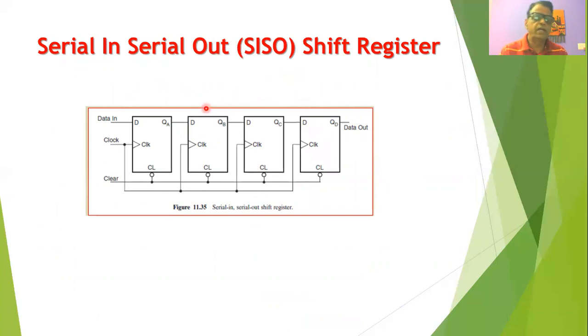As shown in this diagram, the input data is applied to the first flip-flop. The flip-flops that are used are D-type flip-flops. The output of the first flip-flop is connected to the input of another flip-flop. Similarly, the output of the second flip-flop is connected to the input of the third flip-flop, and the output of the third flip-flop is connected to the input of the fourth flip-flop. And the data out is taken from the output of the fourth flip-flop.